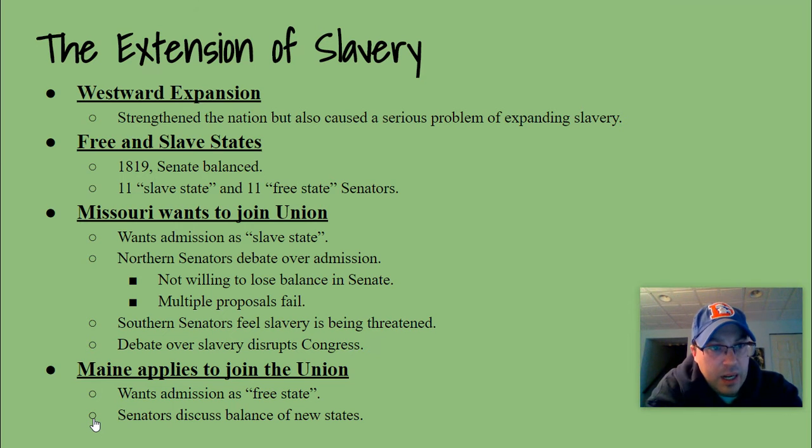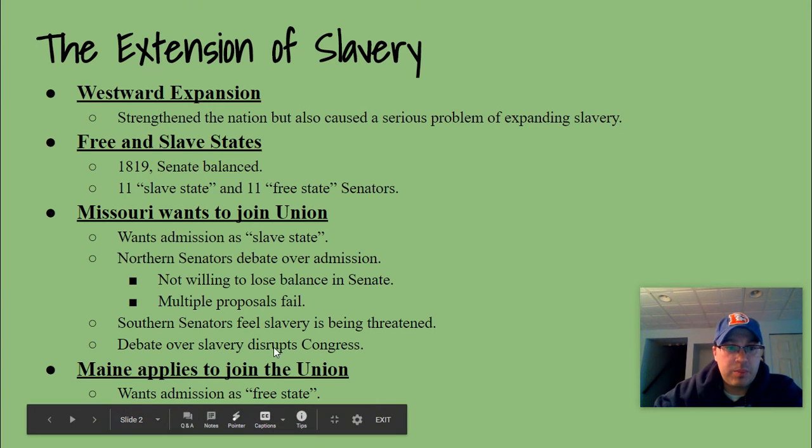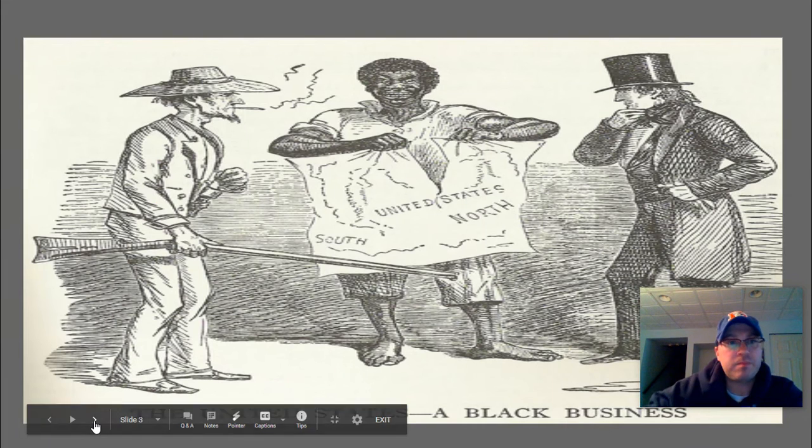Maine also begins to apply to become part of the Union as a free state. And this is interesting because now senators go, okay, here we go. We have Missouri now, and now we have Maine. This could bring a balance, from 11 to 12 slave states and 12 free state senators, or representation in government. All right. So they are pretty much okay. We could figure something out here, right? And they sit down and start discussing.